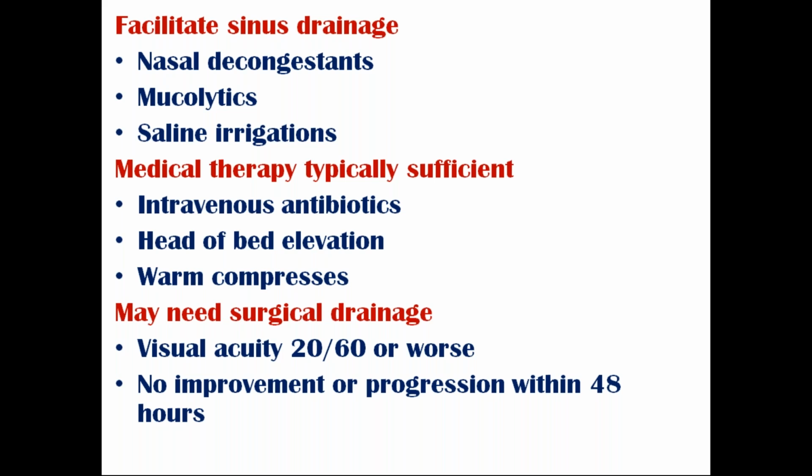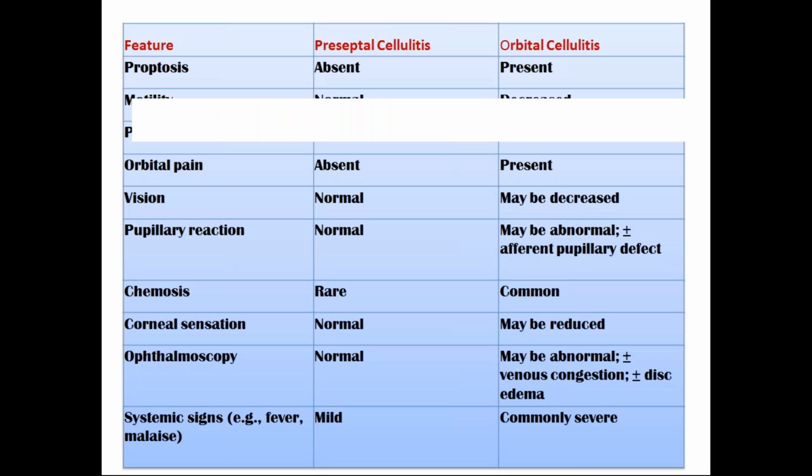And coming to the medical therapy, it will be IV antibiotics. The head end of the bed should be elevated, and there should be warm compresses in between. When there is a visual acuity of 20/60 or worse, we have to go for surgical drainage. And if there is no improvement or there is progression within 48 hours, we also have to go for surgical drainage.